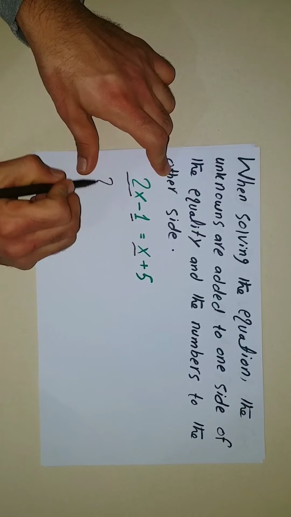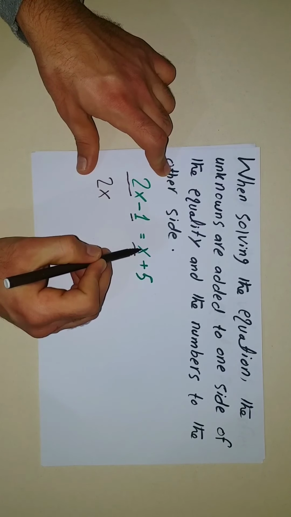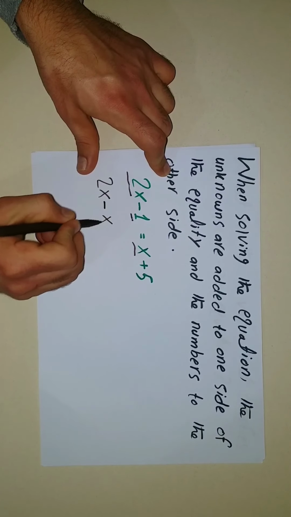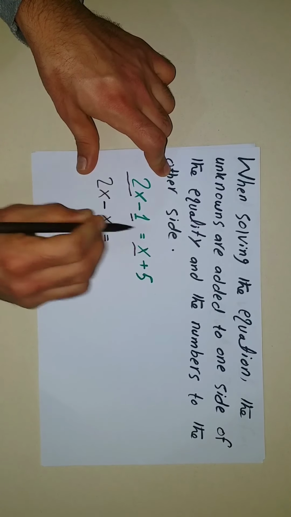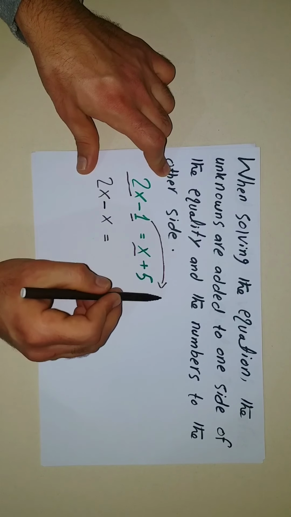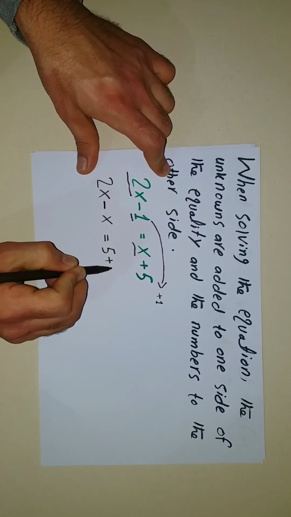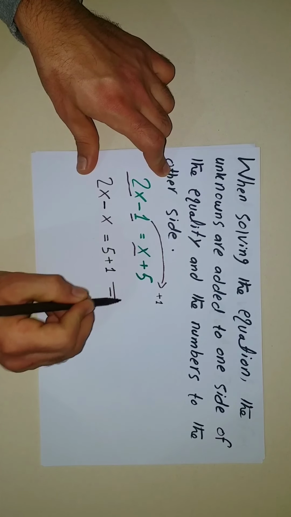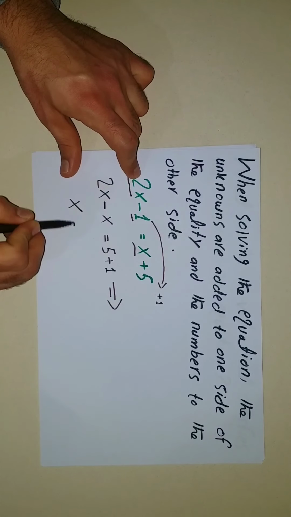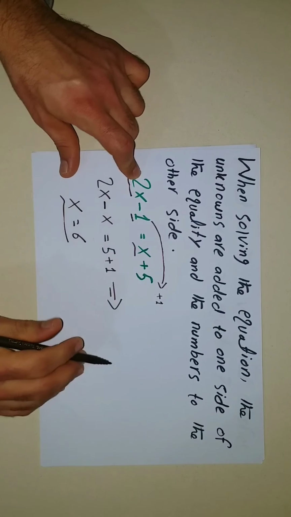Like 2x, if I transfer this x to this side, it is in plus. If I transfer it to the other side, it will be in minus, 2x minus x, and it is 1 minus 1. If I transfer this one, it will go as a plus 1. So 5 plus 1. Now 2x minus x will be x, and 5 plus 1 will be 6, so the value of x is equal to 6.